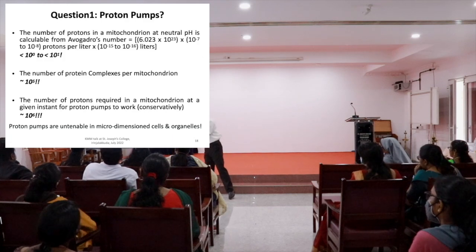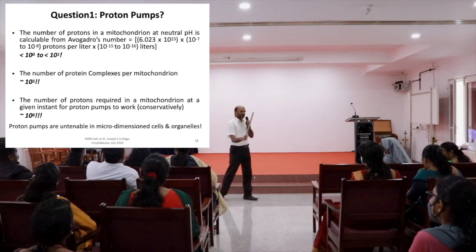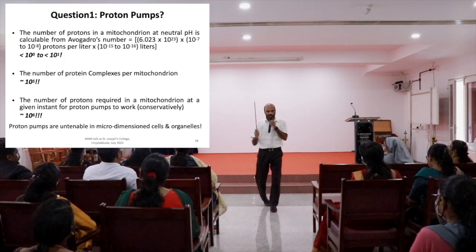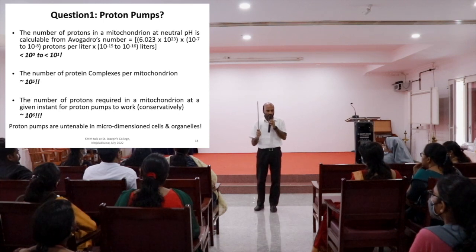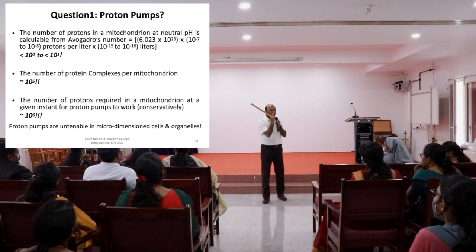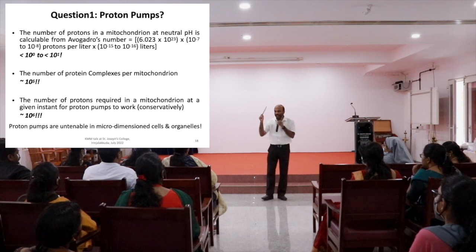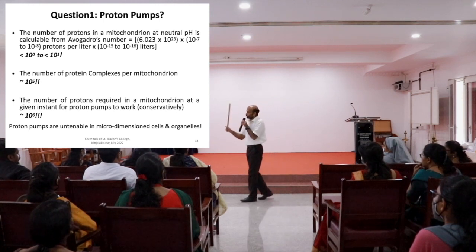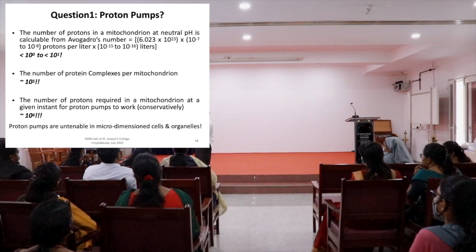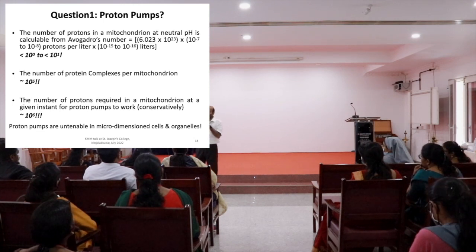Now, this is an introduction part. Now the first thing that even a 12th class student can understand. Very simple. Mitochondria is a micro-dimensioned organelle. So you can use Avogadro's number. This is what I said when I talked about in my introduction.